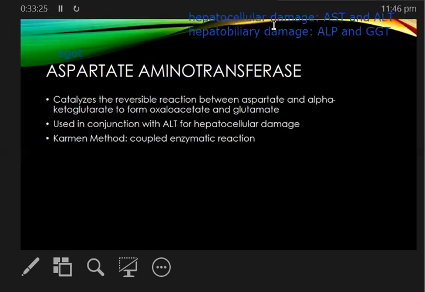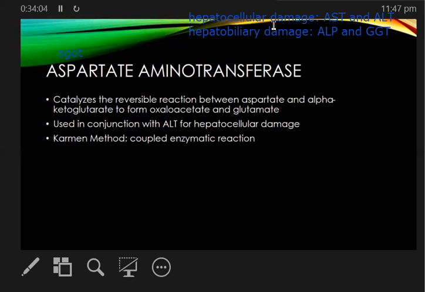What are examples of hepatocellular damage? We have cirrhosis, an example of a liver disease affecting the cells of the liver. And for hepatobiliary damage, for example, we have obstruction. The two enzymes needed to aid in its diagnosis would be your ALT and your GGT.